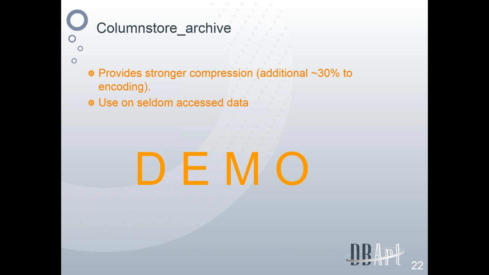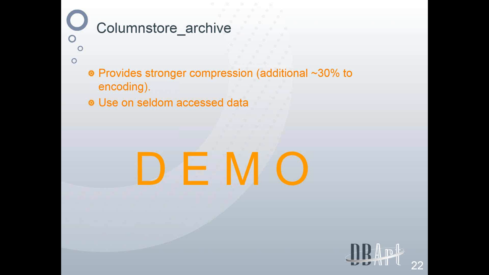when you query it, it takes more time, and there is of course a CPU penalty for unzipping or uncompressing the data. So make use of it on historical data that you don't access frequently. By the way, Columnstore archive or Columnstore compression can be specified on table or partition level.